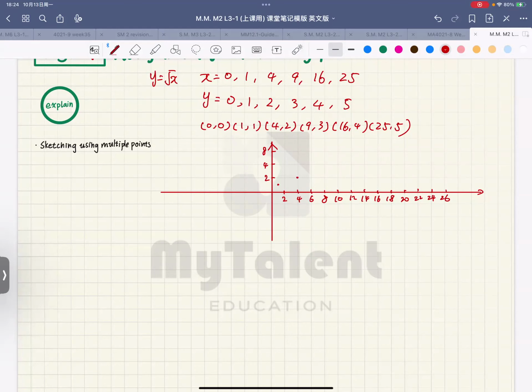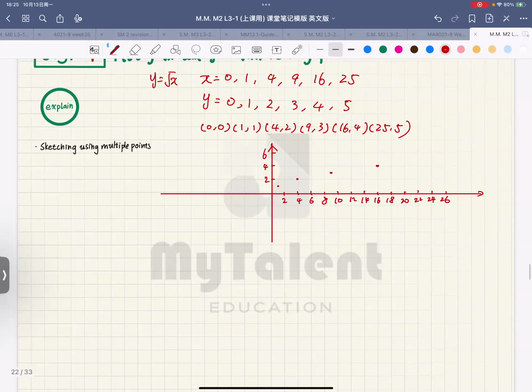So we have 1, 1, so it's somewhere here, and we have 4, 2. 9, 3, so 9 and 3 is here. 16 and 4. 25 and 5. That's 6. 25 and 5. And we have 0, 0. So the graph is going to be like this.